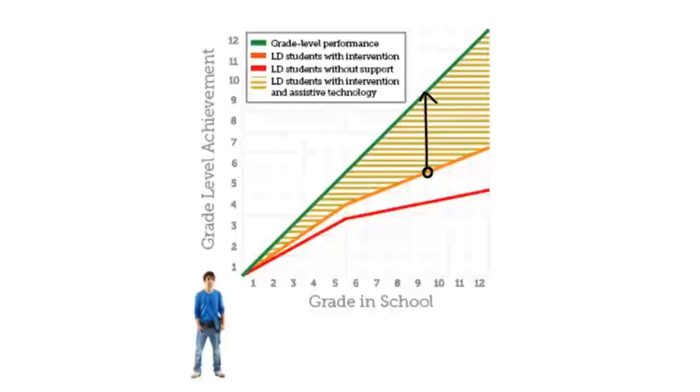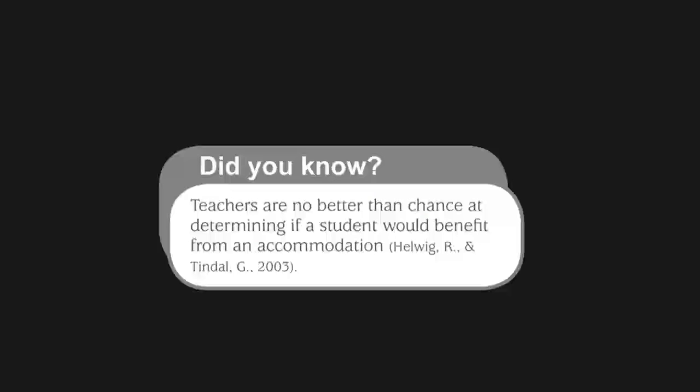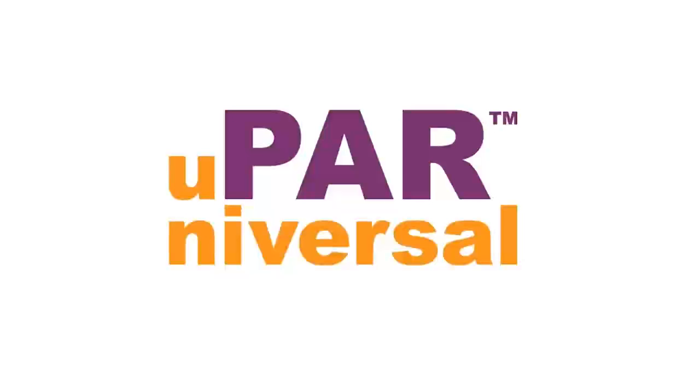Oftentimes, though, getting this decision right is a problem, as research is telling us now that teachers are no better than chance at determining whether a student would benefit from an accommodation. And that's because we often have qualitative types of decisions, such as, have I used this before? Am I comfortable with this? Is it allowable on the test? Or we have just checklists of different accommodations we put in place for the students. And oftentimes these accommodations aren't even implemented with fidelity. That's where uPAR Universal comes into play.